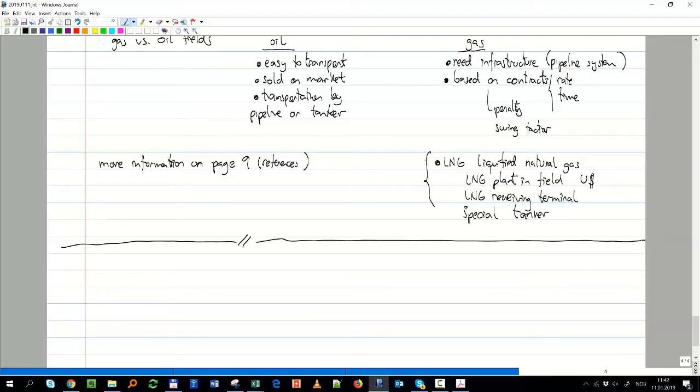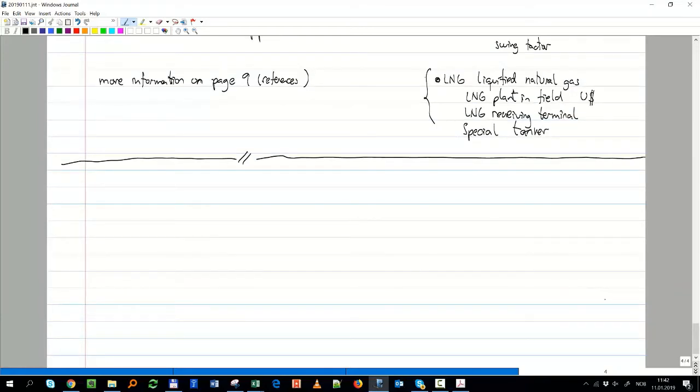So the idea is that if we have a virtual model of my field, I can try to produce it in different ways. That allows me to find the best way to produce the actual asset, the actual field.